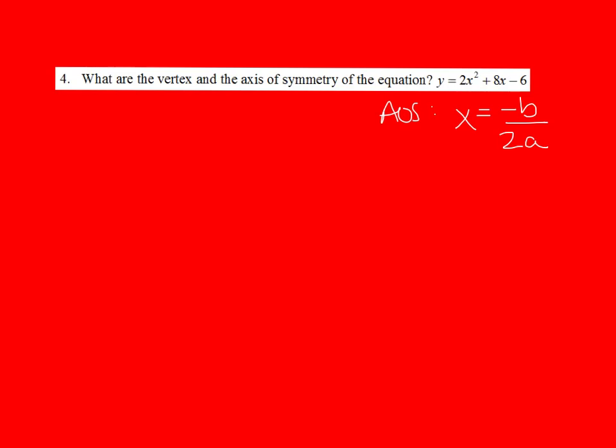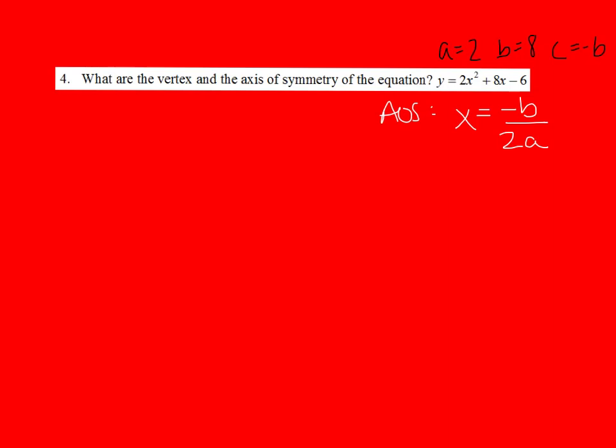We have to identify what a, b, and c are for this particular problem. So I checked my problem. This is standard form. It is ordered high to low. They're in the right order. They're not mixed around. So I can identify a, b, and c pretty quickly. a is 2, b is 8, and c is -6.